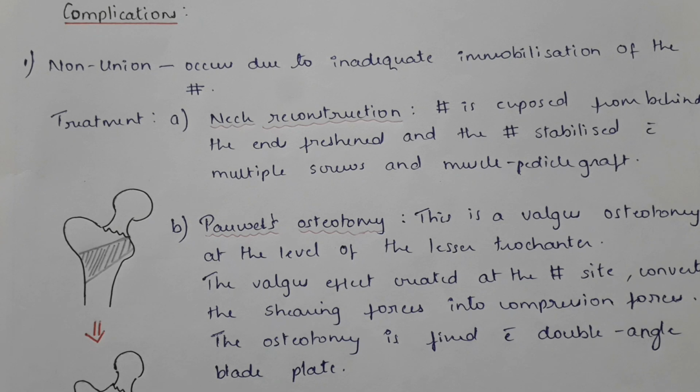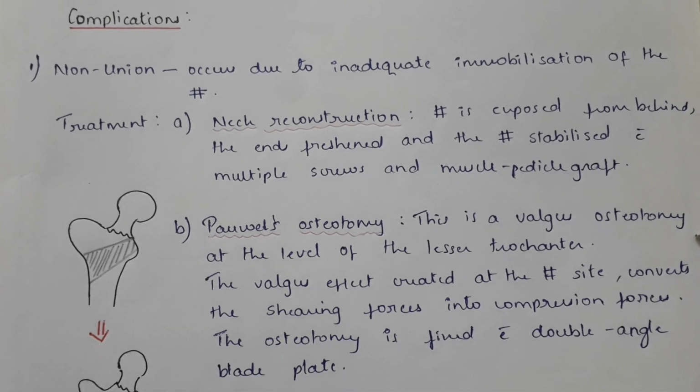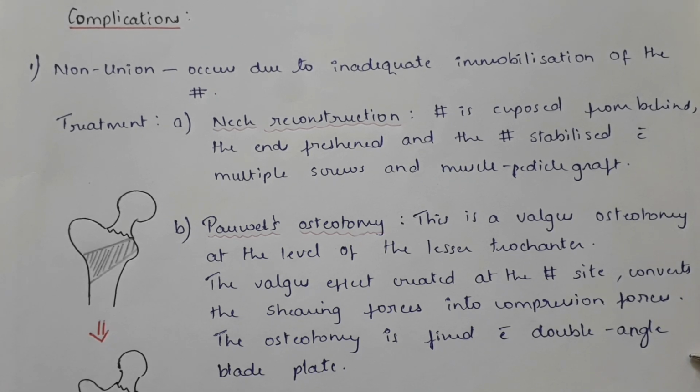The second one is Pauwels osteotomy. This is a valgus osteotomy which is performed at the level of the lesser trochanter. The valgus effect created at the fracture site converts the shearing forces into compression forces. The osteotomy is fixed with a double angle blade plate.